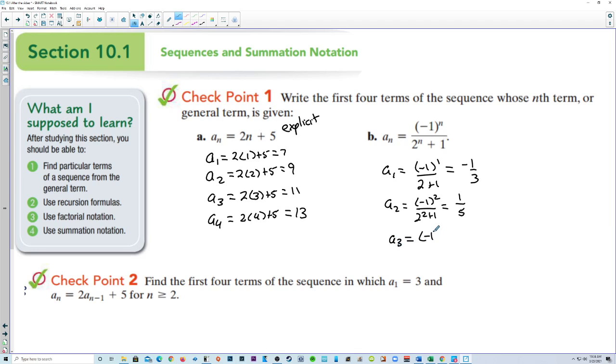A sub 3 is negative 1 to the third over 2 to the third plus 1. That's negative 1 over 9. 2 to the third is 8. And then the fourth term, a sub 4, is negative 1 to the fourth over 2 to the fourth plus 1. And that's going to be positive, 1 over 17.